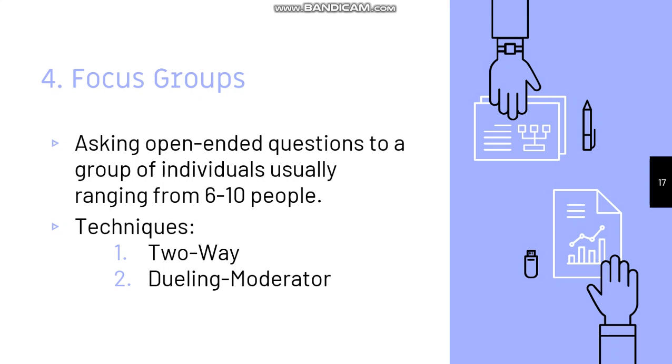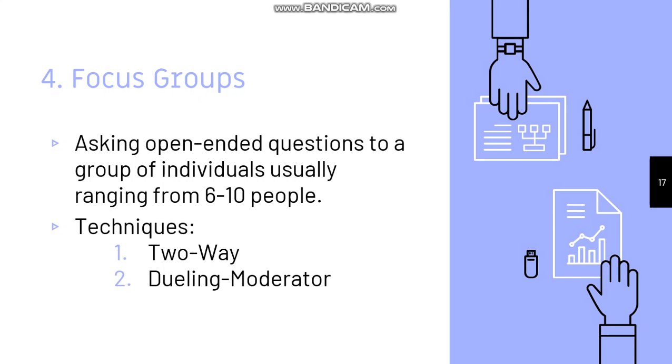Also, a focus group can be organized in a couple of ways. The two most prominent or most popular ones are the two-way and the dueling moderator. Two-way is where one group watches another group answer the questions posed by the moderator, as in the researcher maybe, and after listening to what the other group has to offer, the group that was listening is able to facilitate more discussion and could potentially draw different conclusions. So you have a pretty varied response out of the focus group activity.